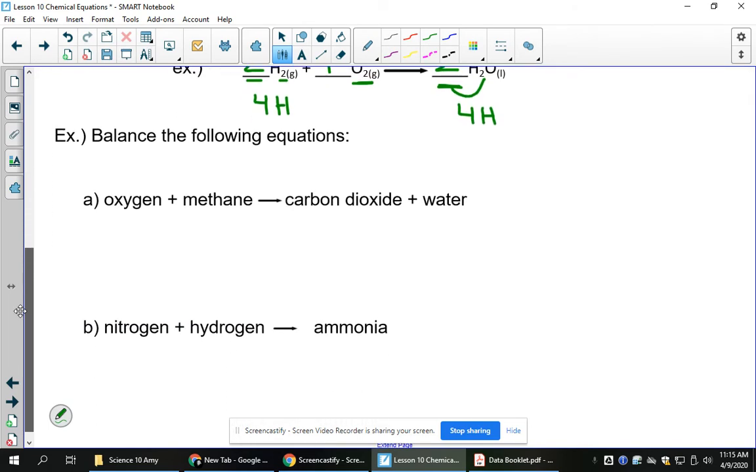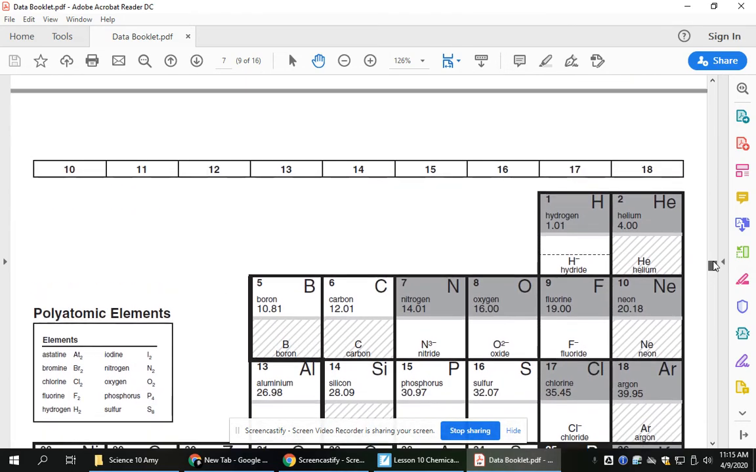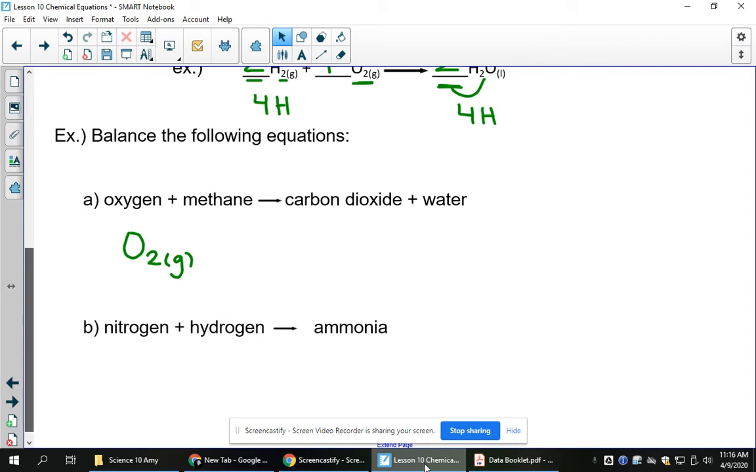Here's some more that we can try. Oxygen plus methane is carbon dioxide and water. Oxygen, look on your periodic table, is it a polyatomic element? If you memorize those, it will definitely benefit you when writing these. Yes, oxygen is a polyatomic element. And on the periodic table, if we look, oxygen has this gray background in the box. The gray background is telling you that it's a gas at room temperature. So that's why I've put O2 gas.